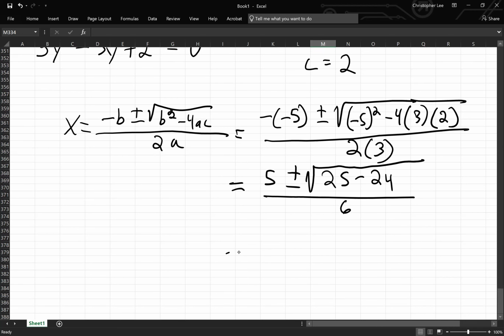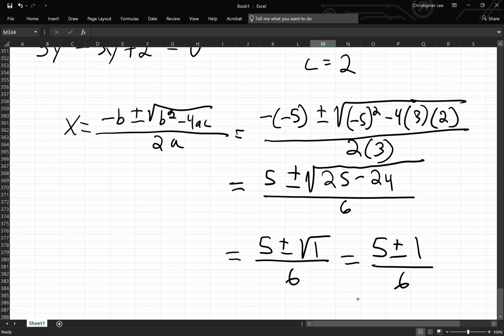So this becomes 5 plus or minus square root 1 over 6. On the denominator. Oh, it's 2 times 2. I put 3, my fault. You're right about that. That was a good catch.